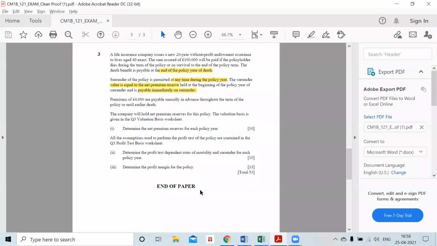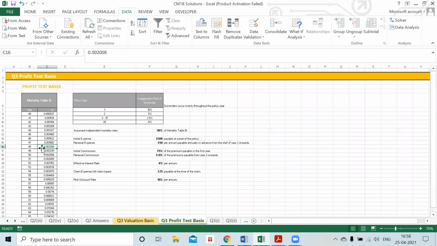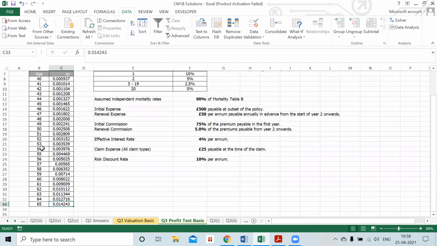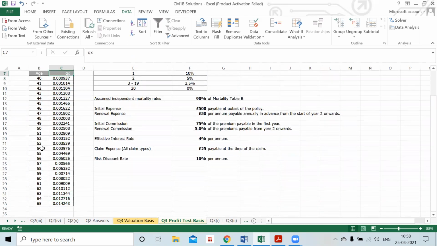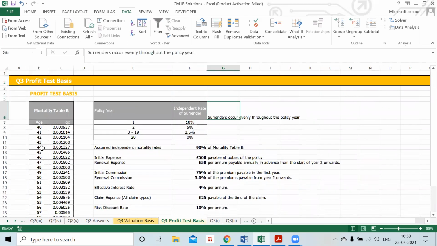Then moving on, all assumptions used to perform the profit test of the policy are contained in the question 3 profit test basis worksheet. So let's see what they've given over here. They've given the q_x, which is the mortality rates to be used for profit testing. They've given the independent rates of surrender for policy years 1, 2, from 3 to 19, and 0% in the last year. We know we cannot surrender in the last year.